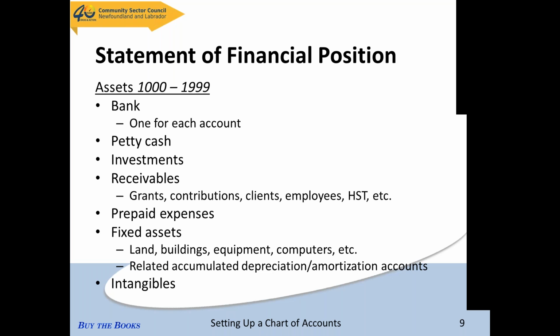Your prepaids, all of your fixed assets, again, you would have separate accounts for each of these. If you have land, buildings, you very likely may have some equipment, furniture, computers. They would all have separate accounts, and also the related amortization accounts would be separate as well. So your accumulated amortization or accumulated depreciation, whatever you are calling that. And of course, finally, if you have any intangibles, that may be less likely for your organization, but it is a type of asset, and you would again have them all in separate asset accounts.